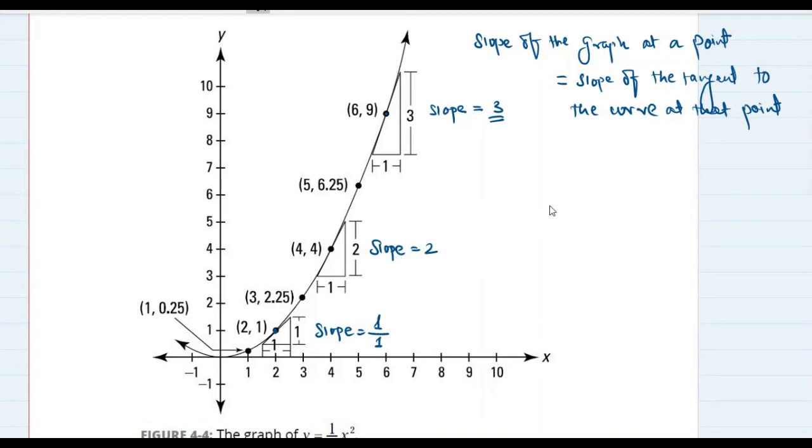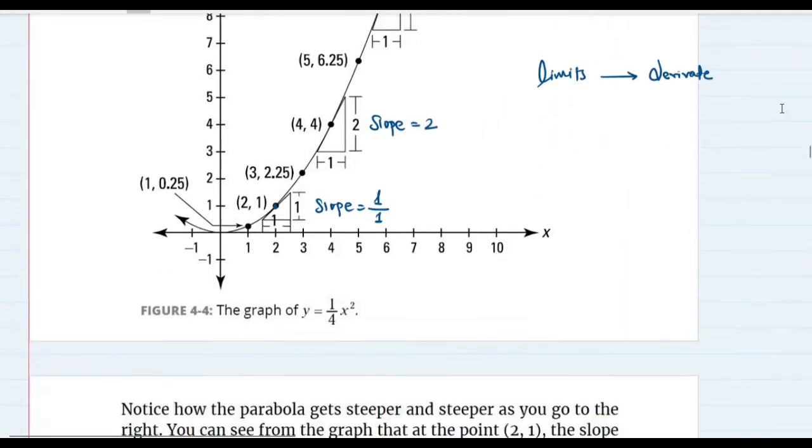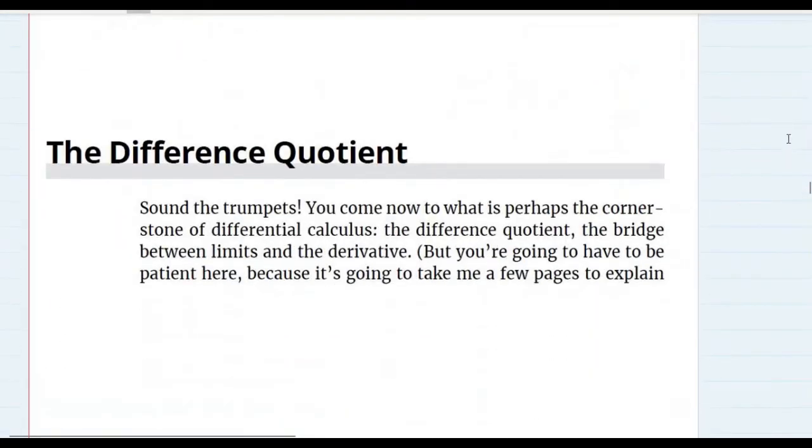Now this method which I'm going to discuss connects the concept of limits with finding the derivative of a graph at a point. Okay, so how to use limit to find the derivative? That is what we are going to discuss now.